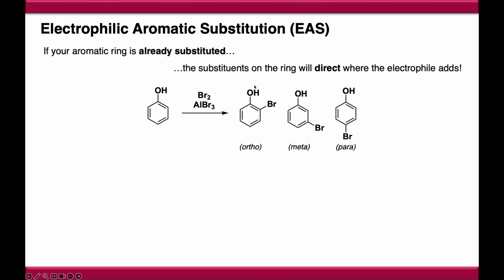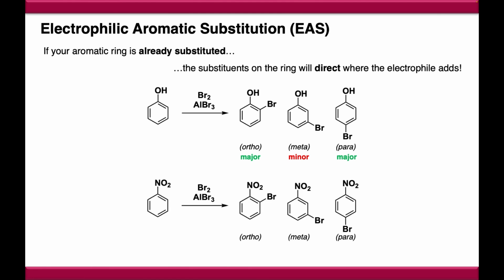Okay, you can go ortho to the hydroxyl group, you can go meta to the hydroxyl group, or you can go para. And you might expect, statistically speaking, that you'd end up with a 2 to 2 to 1 mixture because that's how many ortho, meta, and para positions you have. But actually, you don't. You end up with mostly ortho and para product, probably in this case more of the para, and you end up with very little of the meta product. Okay, we'll come on to why that is in a minute.